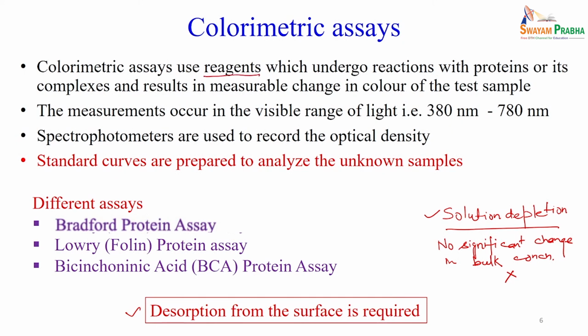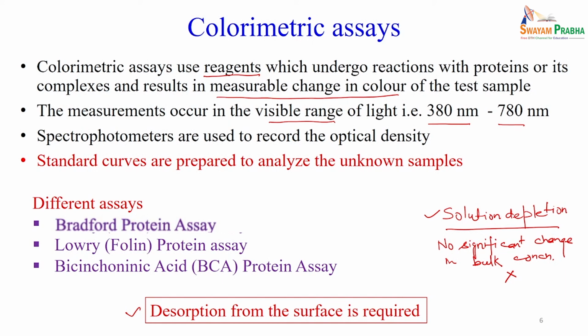That reagent will form a complex or react with the protein or its complexes, and after this interaction there should be some measurable change in the color. That color we analyze in the visible range, 380 to 780 nanometer, and to analyze the color we use a simple spectrophotometer and record the optical density.